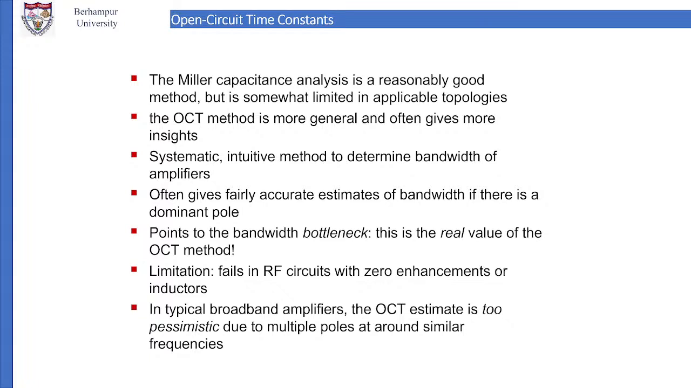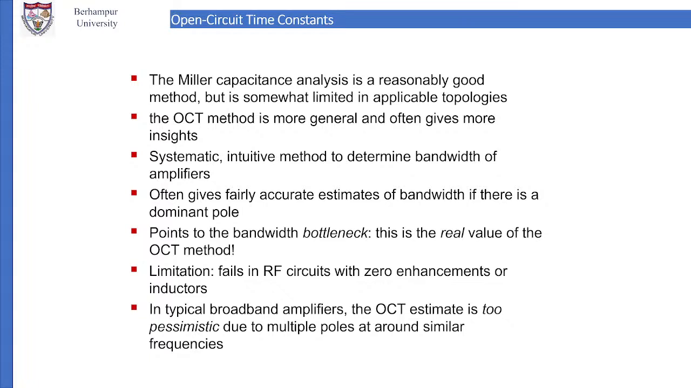The OCT is the open circuit time constant. The OCT method is more general and often gives more insight. This is a systematic, intuitive method to determine the bandwidth of the amplifier. Once you know the time constant, T is equal to 1 by F, or F is equal to 1 by T. So frequency and time are related. Therefore, if you know the time constant, you can estimate the bandwidth.